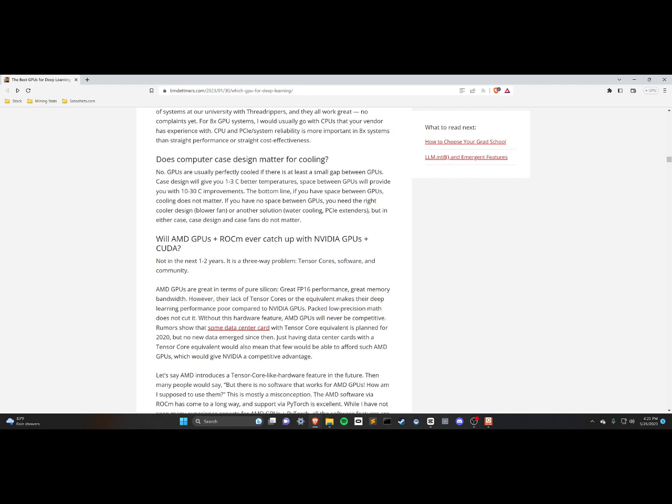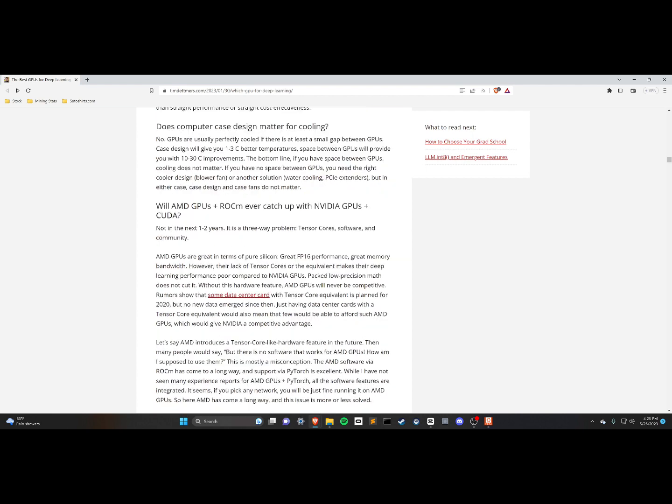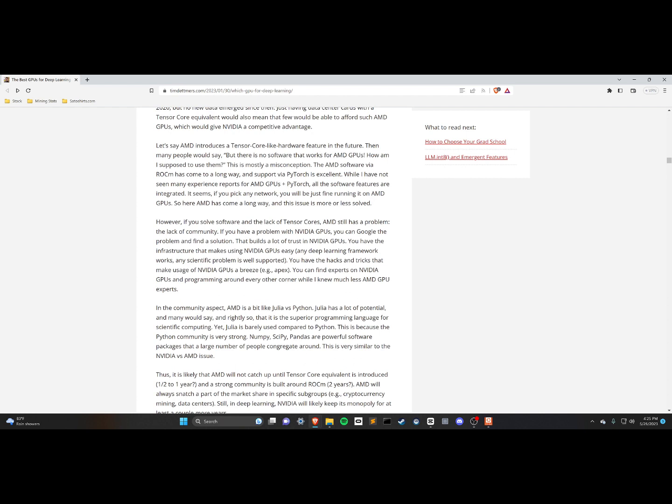Oh yeah, this is another thing that's really important. Will AMD GPUs or ROCm ever catch up with the NVIDIA GPUs and CUDA? Not in the next 1 to 2 years, this guy says. So it is a three-way problem: Tensor cores, their software, and their community. He goes into more definition than that, but that's a pretty clear-cut answer right there.